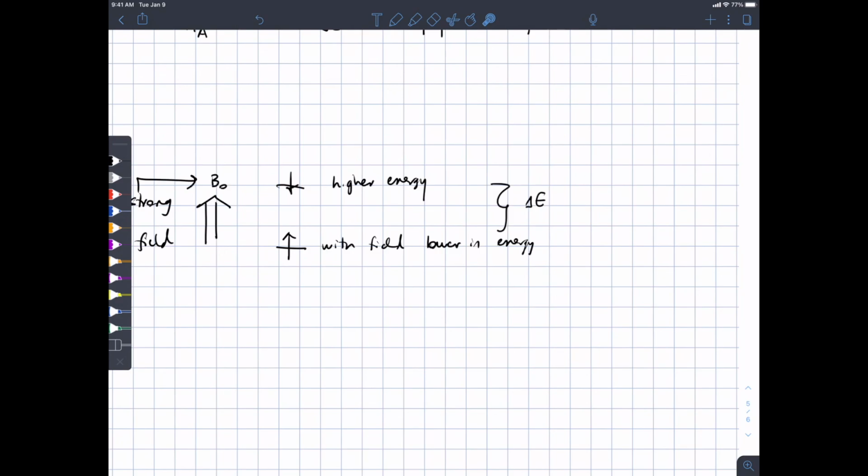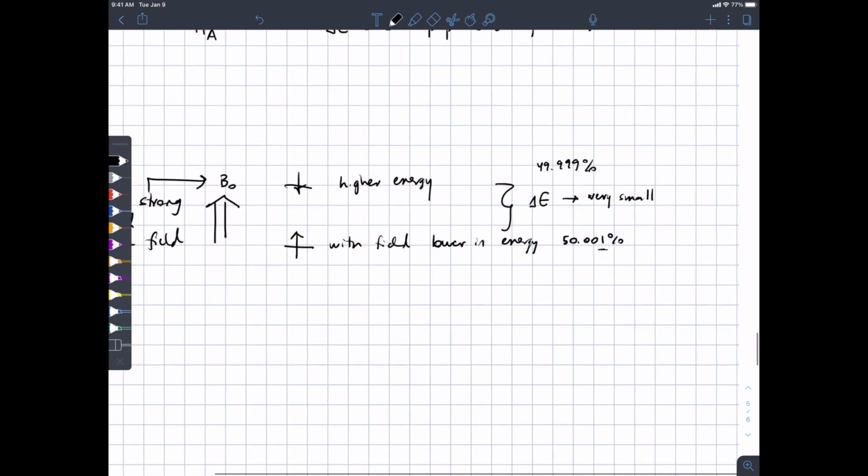Now this change, this difference in energy is very small. And in fact, in terms of percentage-wise, it's still only like 50.001% with and 49.999% against. But even though we're working in the thousandths place, that difference in population is enough for us to sense. The energy difference, as I said, is very small.